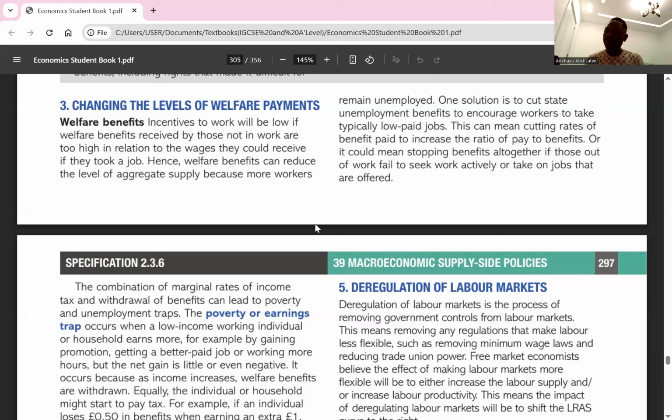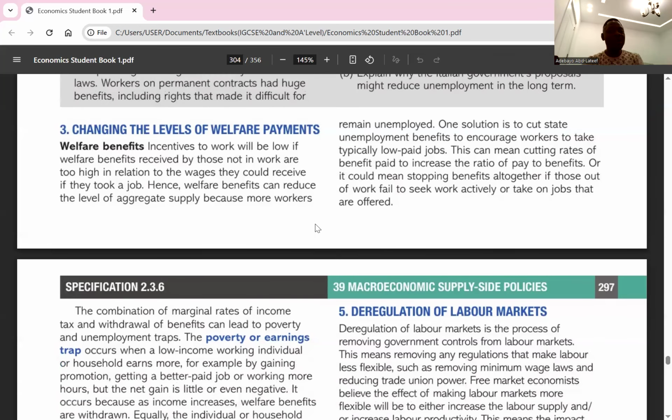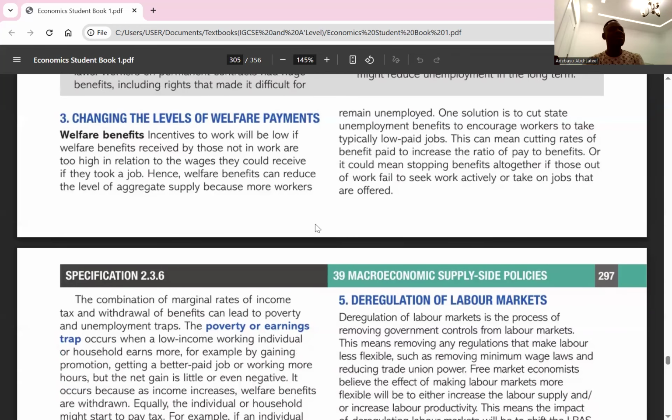Hence, welfare benefit can reduce aggregate supply because more workers remain unemployed. So I will choose not to work because I'm receiving a welfare benefit that is higher than me working in terms of wages. So one solution is to cut unemployment benefits to encourage workers to take typically low-paid jobs. So for the supply side of the economy to increase through employment, it means government has to reduce or cut unemployment benefits. But cutting unemployment benefits has a consequence. It could lead to poverty.